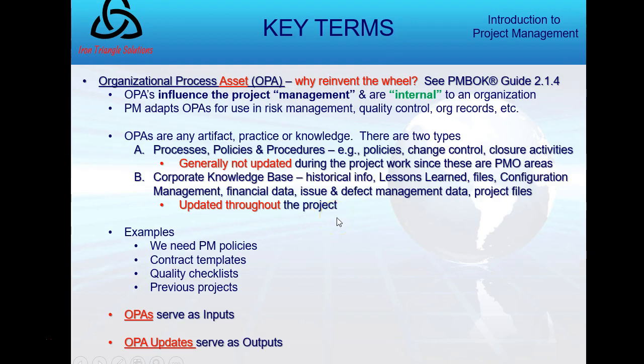Then we have OPAs, organizational process assets. Notice that there aren't any external ones, they're internal. And I highlight the word asset. These are assets to you and your project, so think of them that way. These are things that you can manage and manipulate and use and update to enhance the success of your project. Okay.